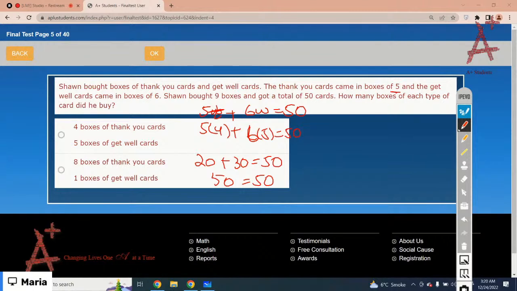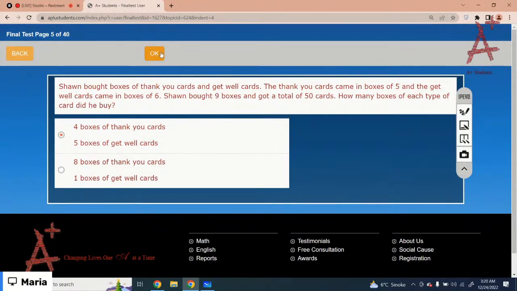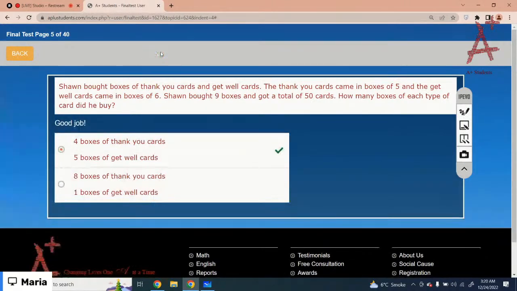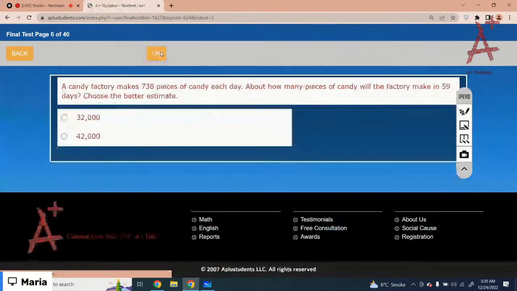Just select the correct option and click on the OK button. Got it, everyone? Okay, you can complete the test by yourself later today. Let me just move on to the next topic.